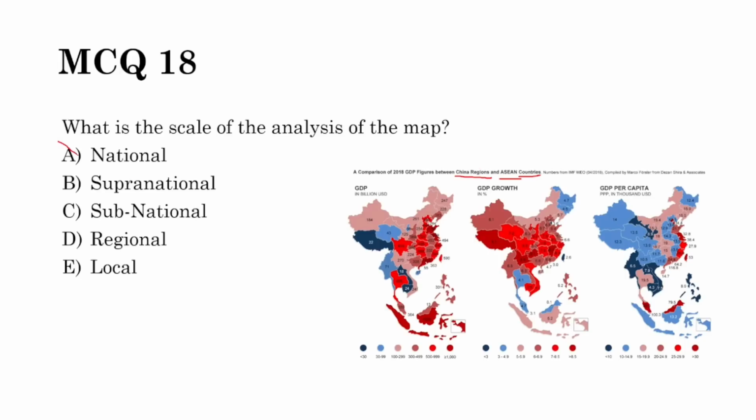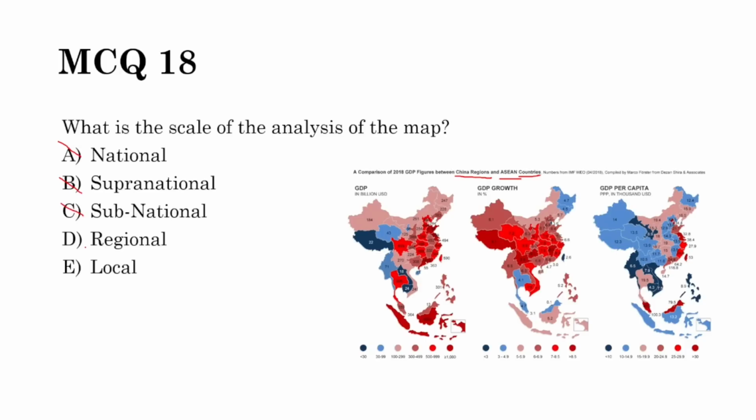So that's going to rule out national because we're not specifically looking at countries. And yes, we're looking at an organization, a supranational organization, but we're looking at that as the scale, not the scale of analysis. The scale is supranational, but that's not the scale of analysis. Subnational, are we looking at data within all of the countries? No, we're only looking at data within the country of China. We don't have any of that data for Indonesia or the Philippines or Vietnam here. We only have that for China. So subnational is not a good answer here.